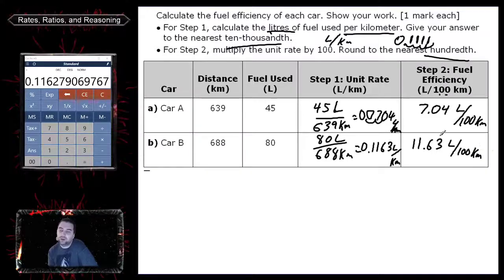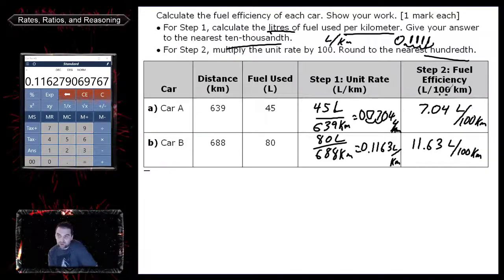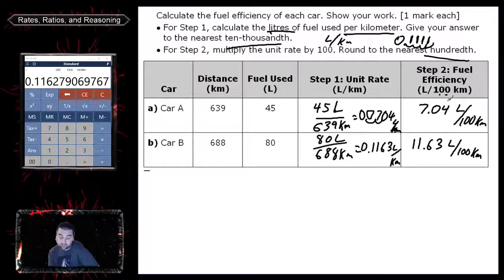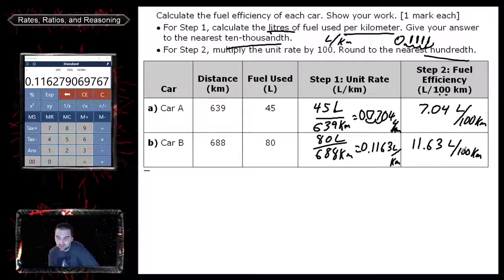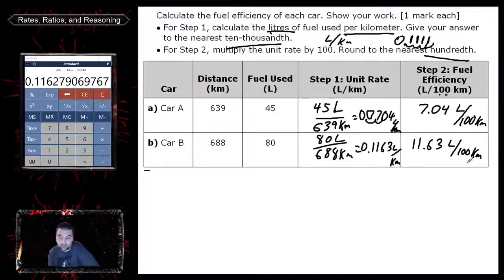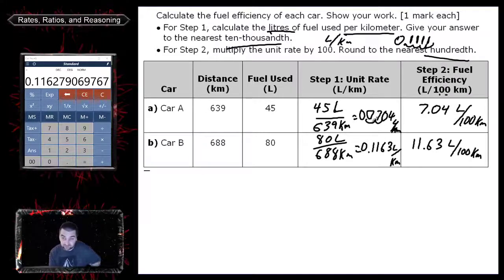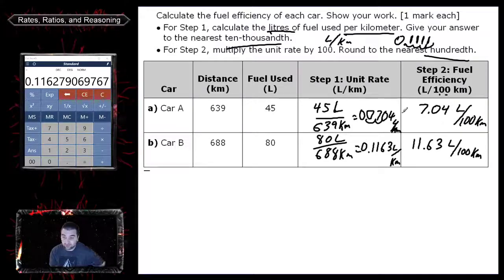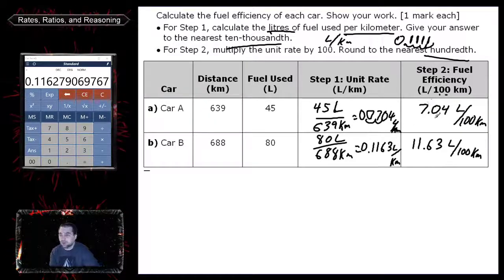And the reason that we do that, like 100 kilometers, 100 grams, and all that, is just so that we can still see how many liters, but it's easier to read. It's just a whole lot easier to read 7.04 and 11.63 and compare those than it is to have a bunch of decimal places. That's all it is. They mean the same thing.